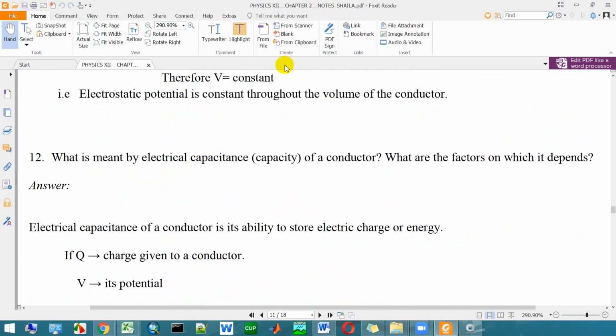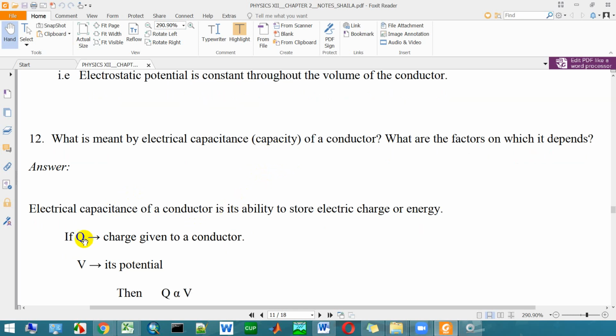Now here we come, as I already told you, because for introducing capacitors, you should know about conductors and their properties. And also after two questions, we'll be learning about dielectrics, why? Because how a dielectric affects the capacitance, we'll be learning that. Now, what is electrical capacitance of a conductor and what are the factors on which it depends? Electrical capacitance is the capacity or the ability of a conductor to store charge in it. Electrical capacitance of a conductor is its ability to store electric charge or energy.